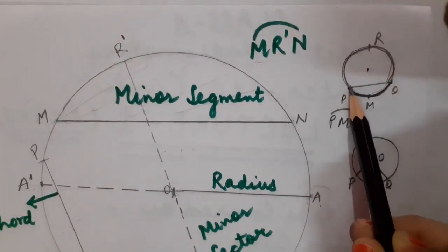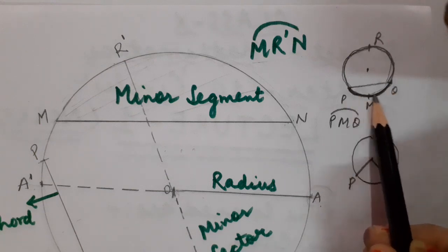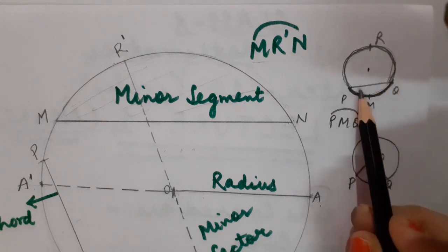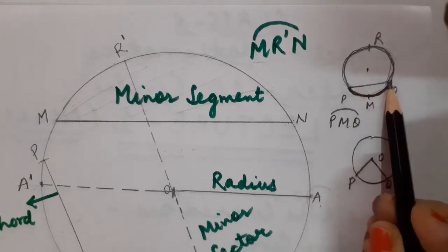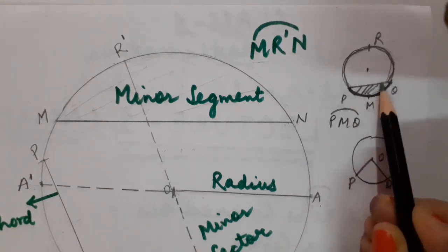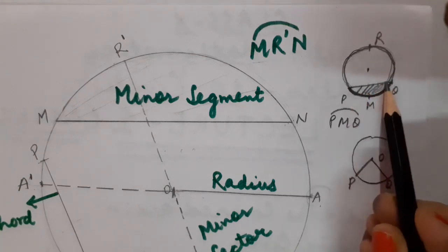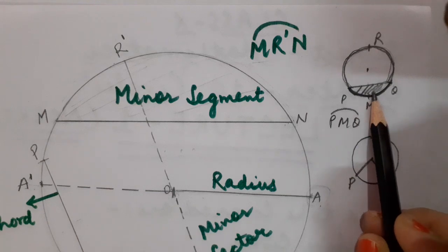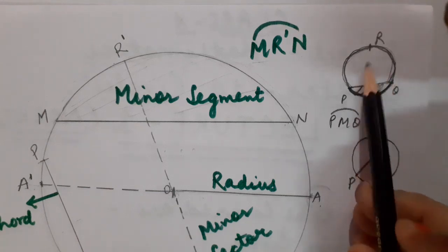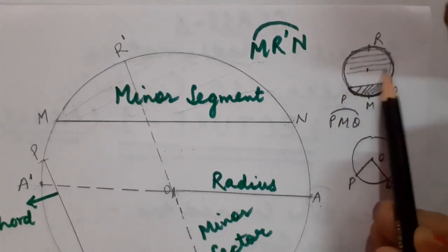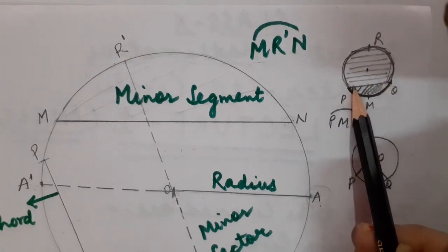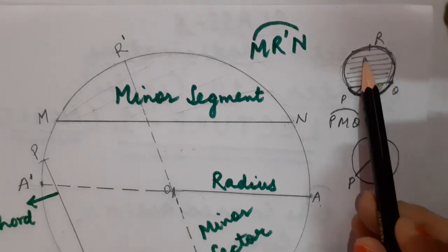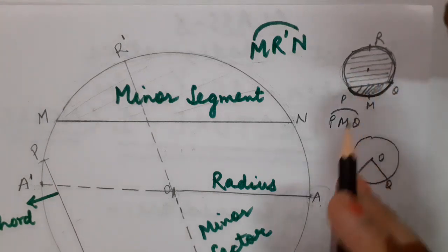You can understand through this smaller circle also very easily. Just look here. PMQ is the smaller arc and PRQ is the major arc. So this PQ is a chord. This is the region which is bounded by the chord and the minor arc. So this portion is known as the minor segment. But if I talk about this portion, this is again the region which is bounded by the chord and the major arc. So definitely it will be known as the major segment.